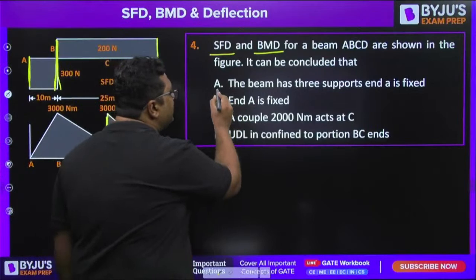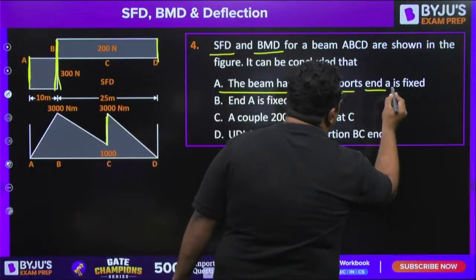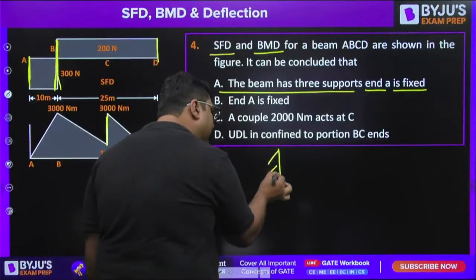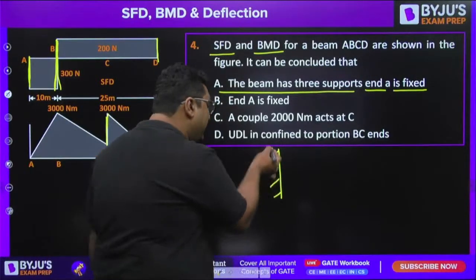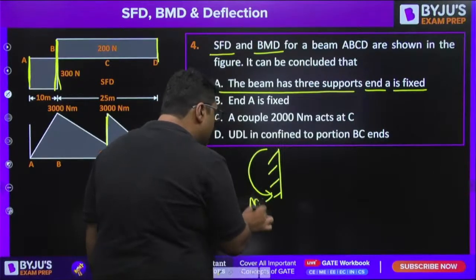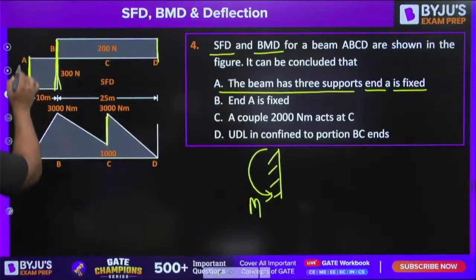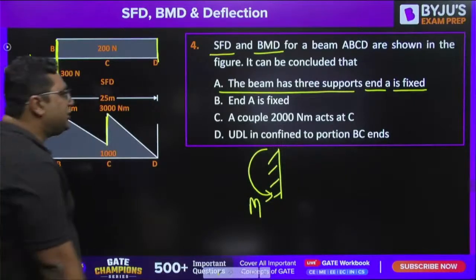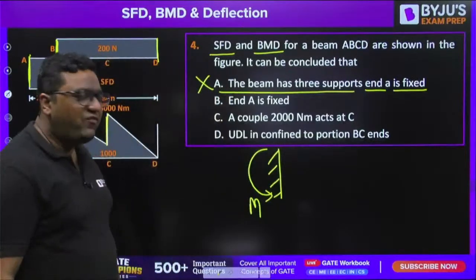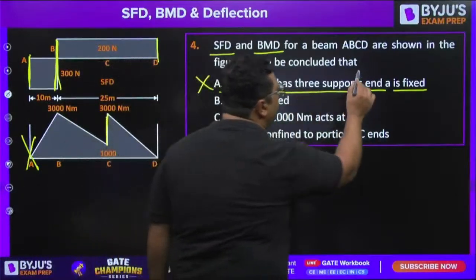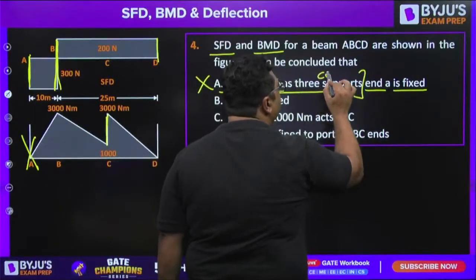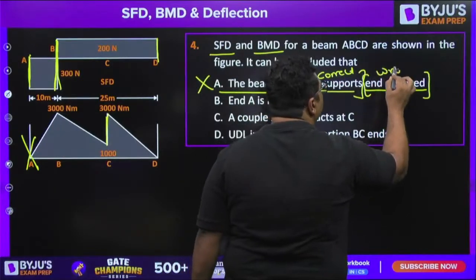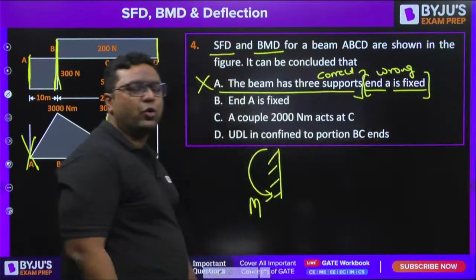So the beam has 3 supports and A is fixed. You know that if a fixed support is there, it gives a bending moment reaction. So my dear, can you see any jump at A? There is no jump at A in the bending moment diagram. So that's why this is wrong. If it were saying the beam has 3 supports up to this, then it would be correct. But when this point is added, this is wrong. So that is why option A is going to be wrong.